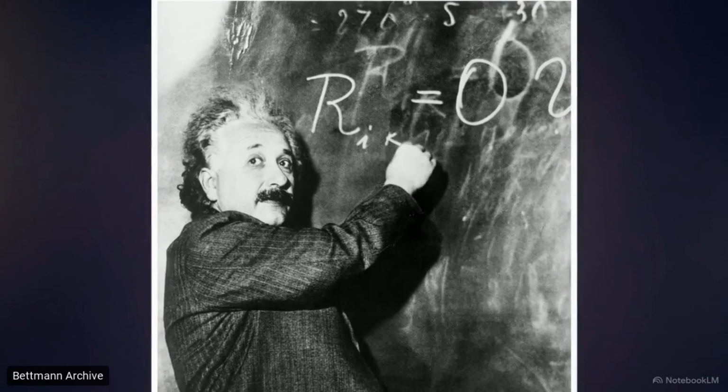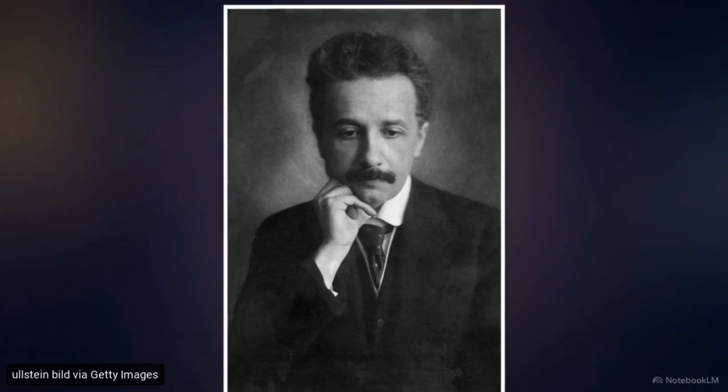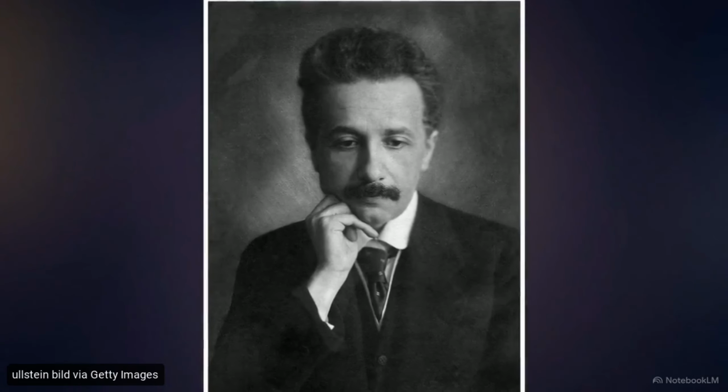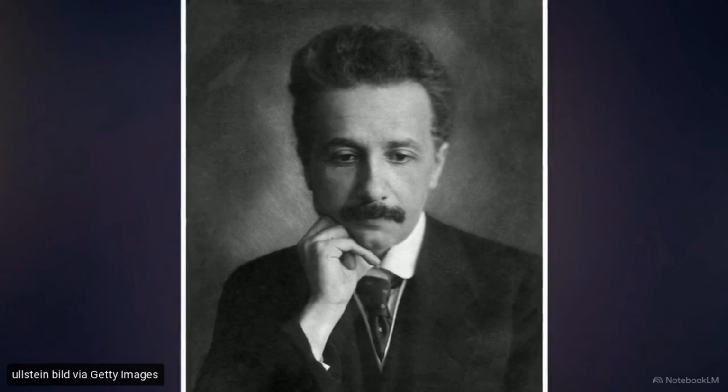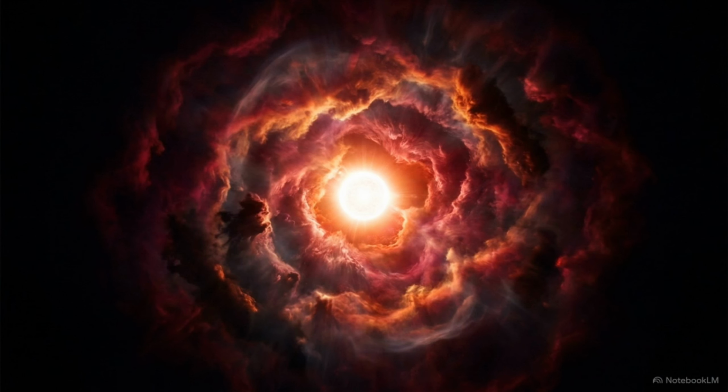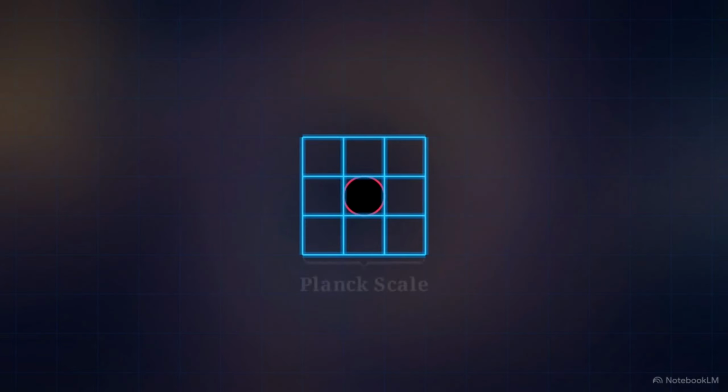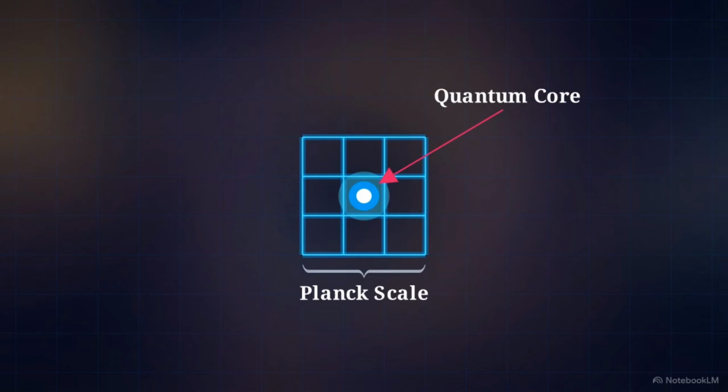Reality overrules the chalkboard. Einstein's mathematics likely hold up, provided we look at the right physical scale. Modern physicists like Carlo Rovelli use a theory called loop quantum gravity to suggest a different fate for collapsing stars. They propose that a star doesn't shrink forever. Instead, it reaches the Planck length, the absolute smallest limit allowed by physics. At this point, it becomes a Planck star.